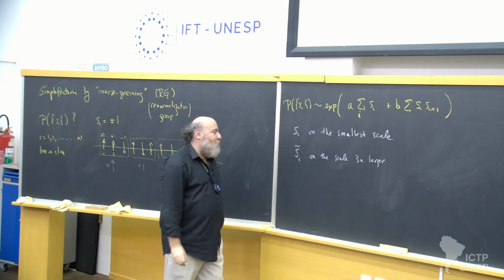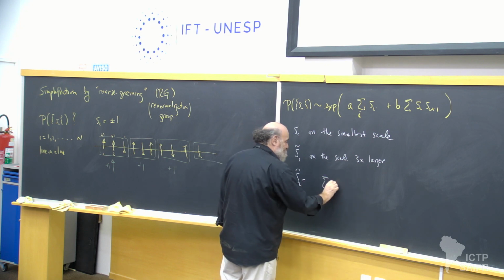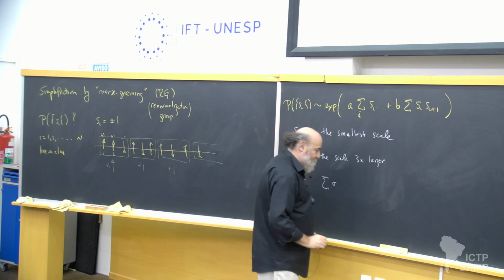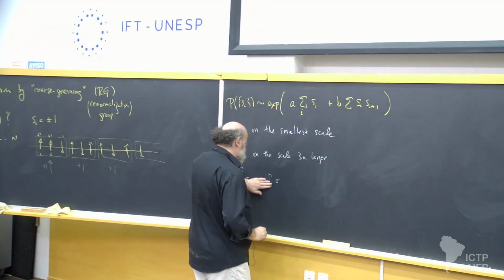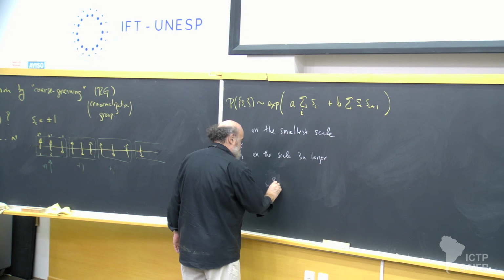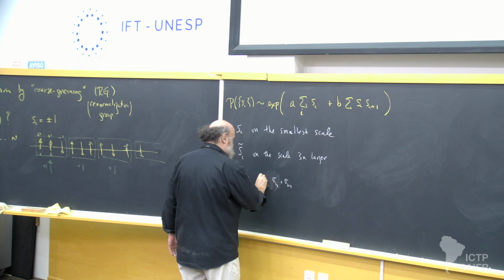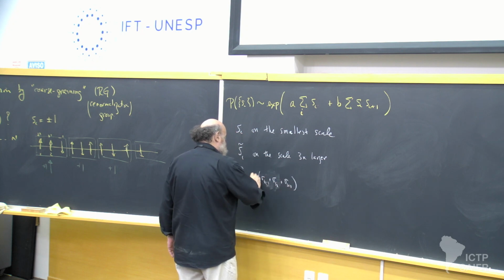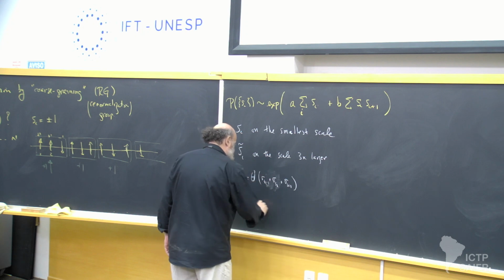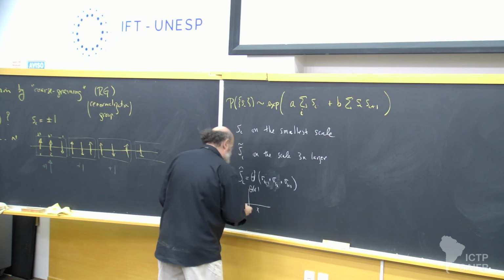And the rule is very simple. Si tilde is you take the sum, let's say, you take S3i plus 1, and S3i minus 1, and then you take a step function. Sorry, you just take the algebraic sign.